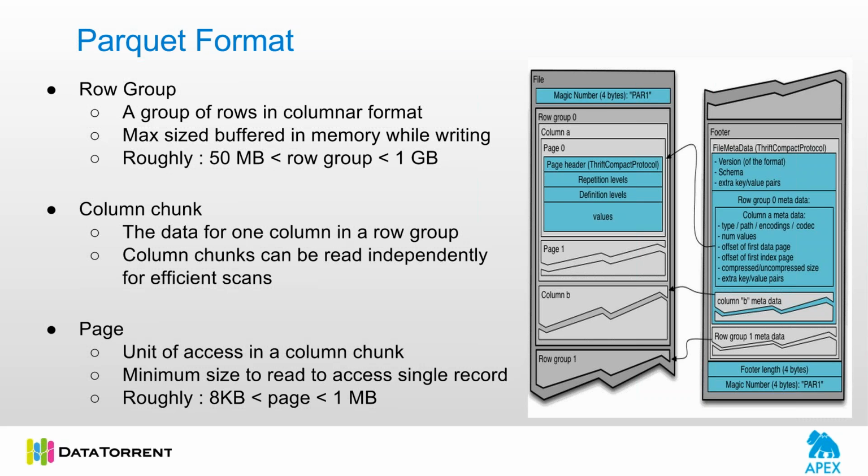A column chunk means the data for one column in a row group, and column chunks can be read independently for efficient scans. So whenever we query, each column chunk can be read independently. Column chunks are further divided into pages. A page is the minimum size that we need to read to access a single record, and roughly the page size can be kept between 8 KB and 1 MB.